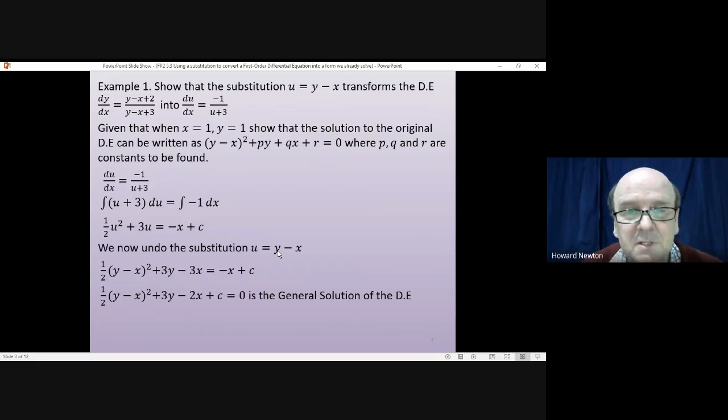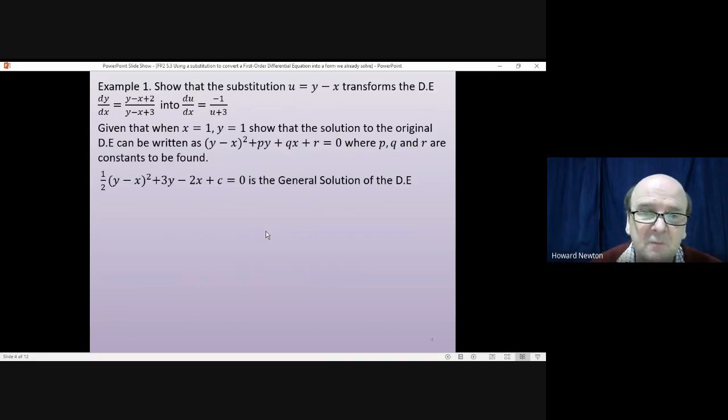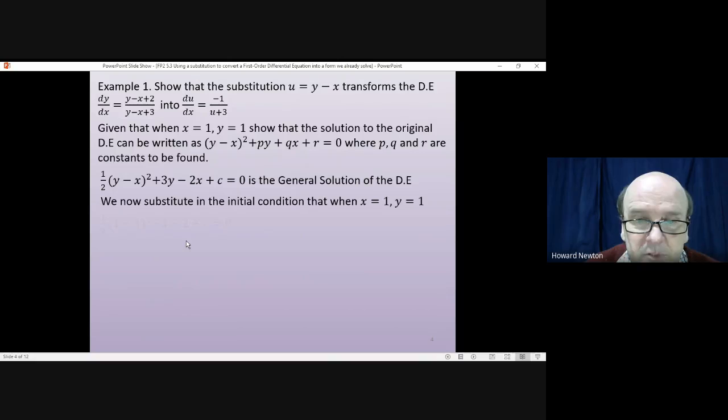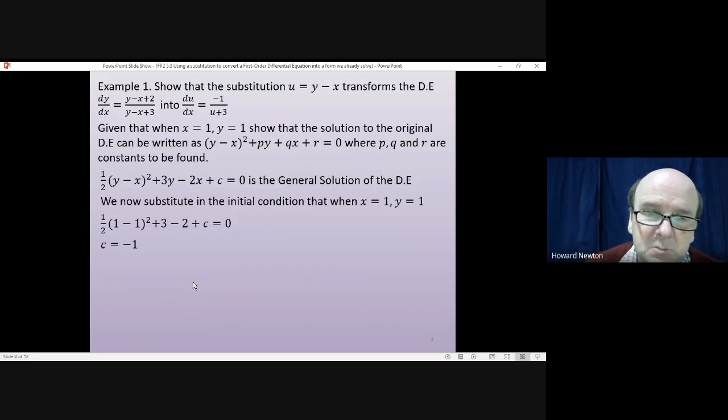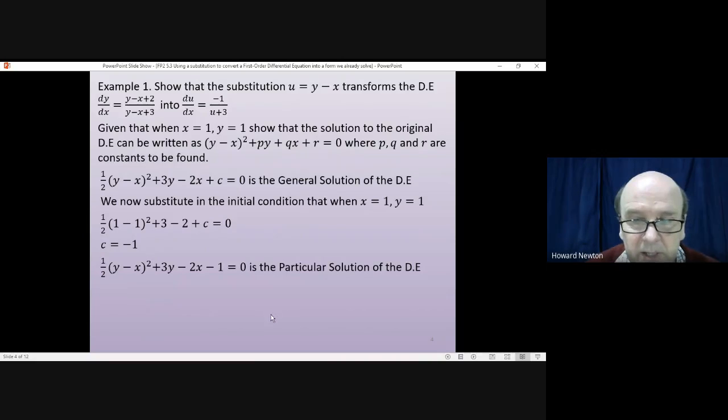But there's still more work to do, because we've been asked to find a particular solution when x equals 1 and y equals 1. Well, that's fairly straightforward to do. All we have to do is substitute those two values into the general solution. And when we substitute those values in, we will get this, which tidies up to give us c equals -1. So substituting c equals -1 into the general solution gives us the particular solution of this differential equation.